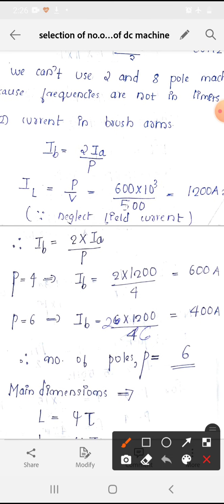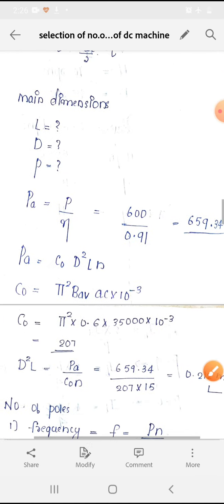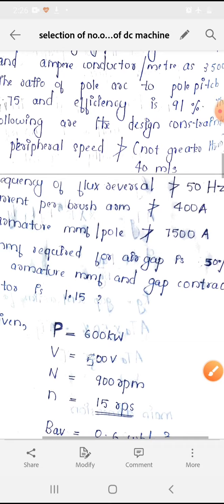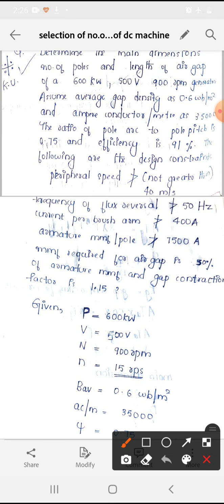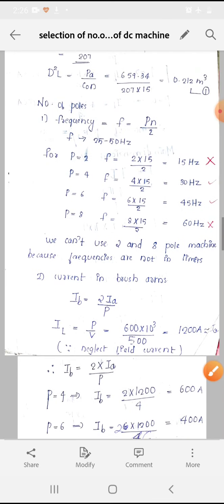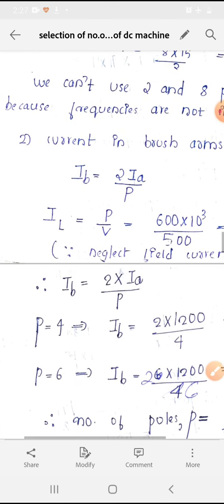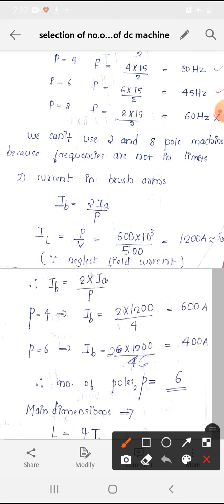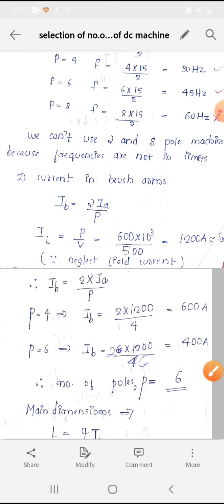Now we are going to substitute P is equal to 4 and P is equal to 6. On substituting P equal to 4, we obtained 600 ampere, and substituting P is equal to 6, we obtained 400 ampere. In the question, it is given that current per brush arm should not be greater than 400 ampere. So we selected P is equal to 6. Therefore the number of poles is equal to 6.